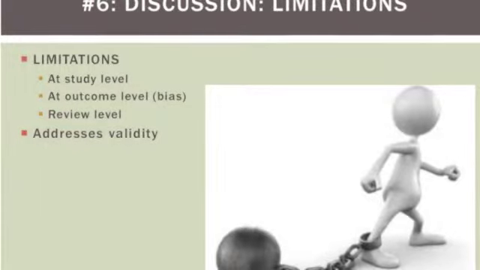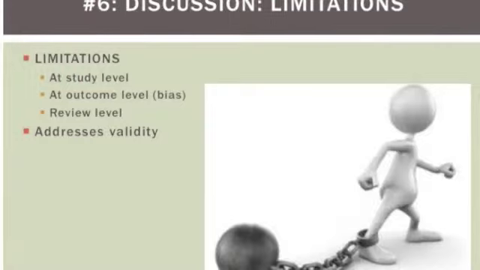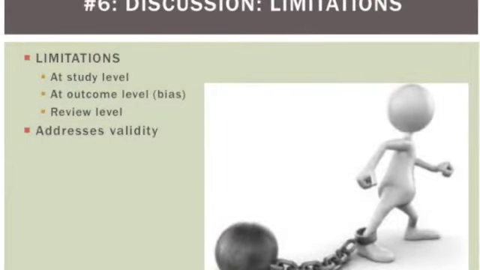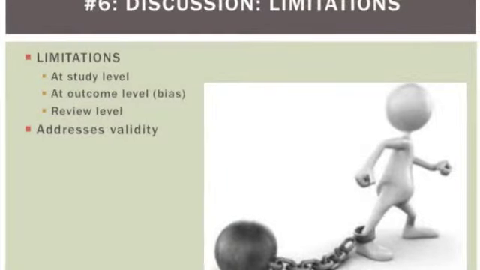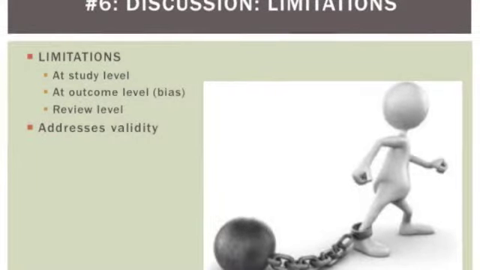And of course, as in any study, you want to discuss limitations. You want to do this at the study level, at the outcome level, what was the bias, and at the review level. And again, you want to address validity of your systematic review.